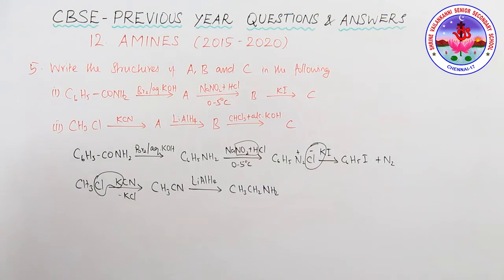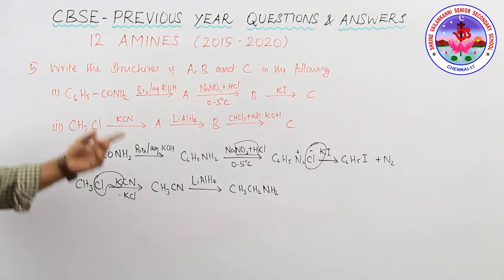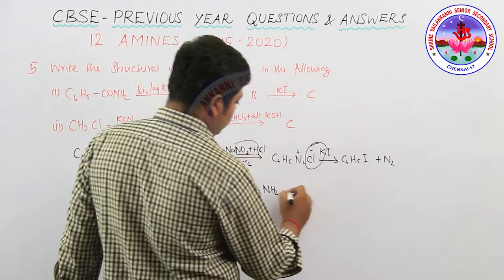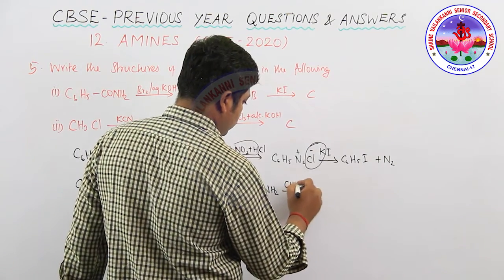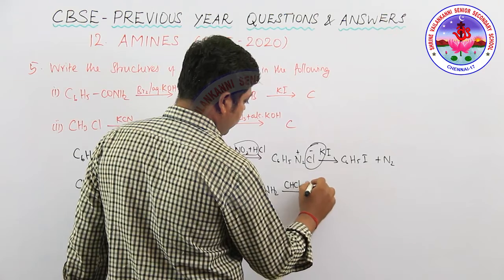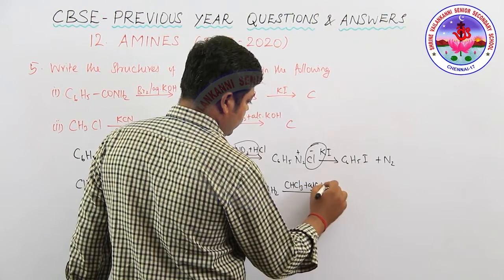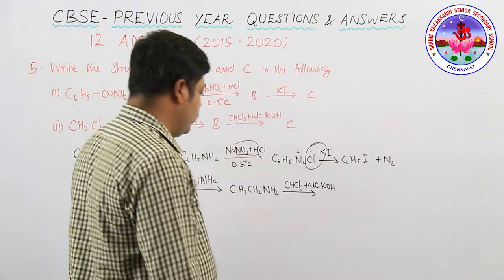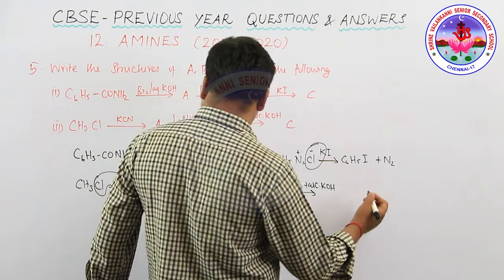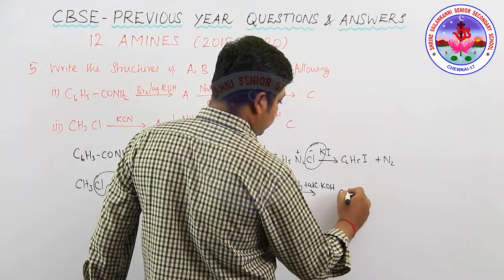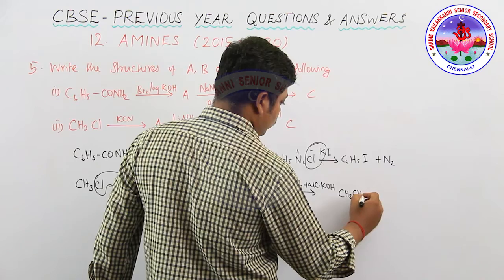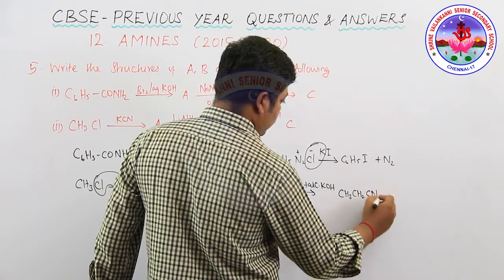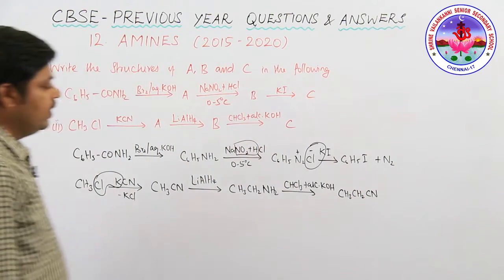This ethanamine reacts with CHCl3 plus alcoholic KOH to give ethyl isocyanide, CH3CH2NC.